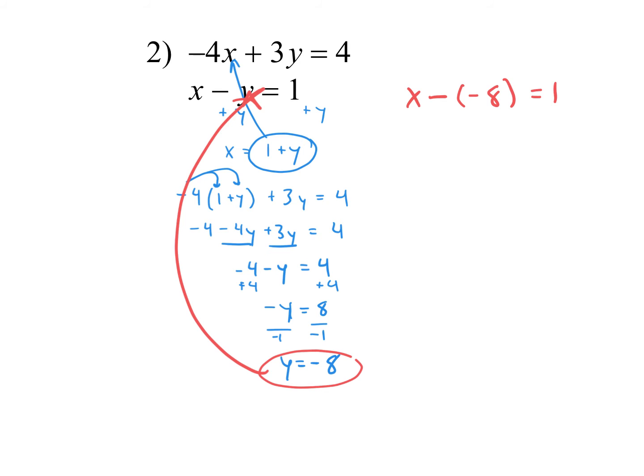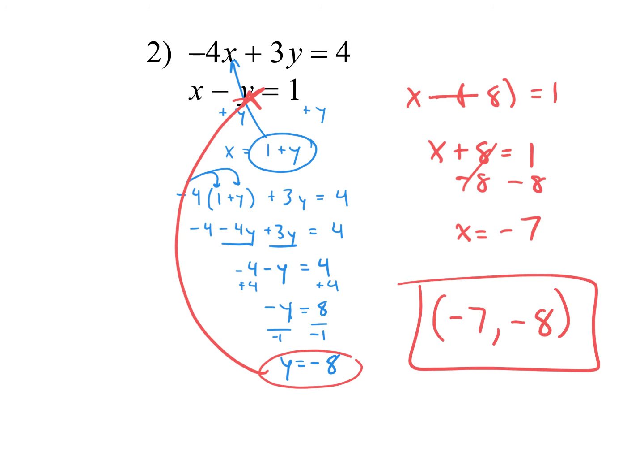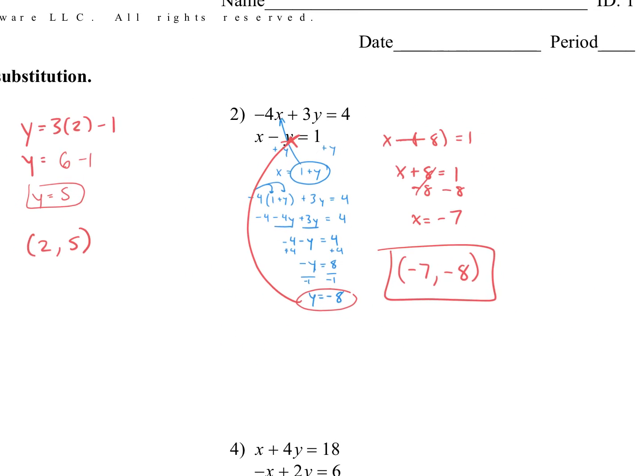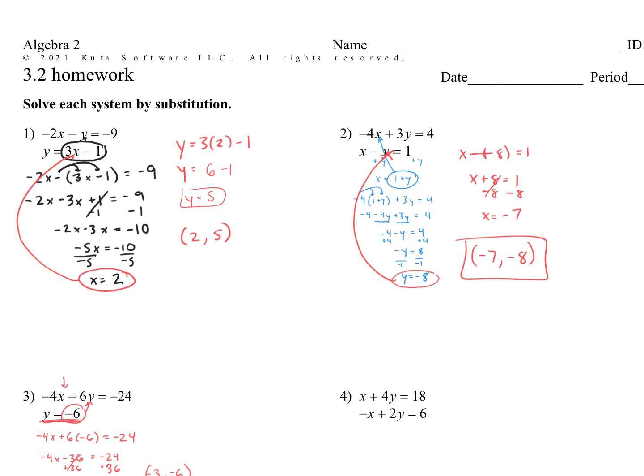What does minus a negative turn into? A plus. So I have x plus 8 is equal to 1. What should I do next? Subtract 8 on both sides. So what's x equal to? Perfect. Negative 7. How would I write my answer? Negative 7 comma negative 8. Any questions there?